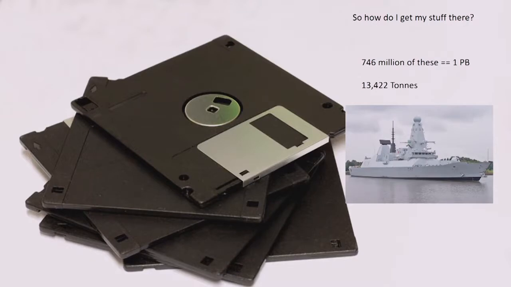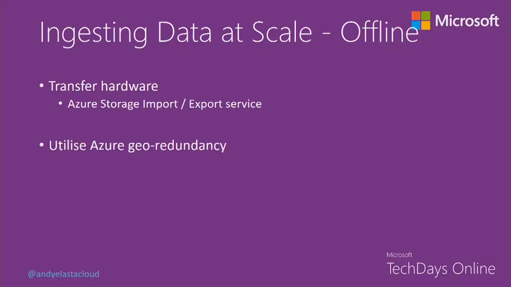Okay, so we're talking about a lot of stuff, and we need to have a very robust process to get it there. If we want to take the offline route, we can go hardware transfer into the data center. Yeah, send us a disk. Absolutely. So we've got a massive collection of data. We can put it onto terabyte-sized disks instead of 1.44 megabyte-sized disks.